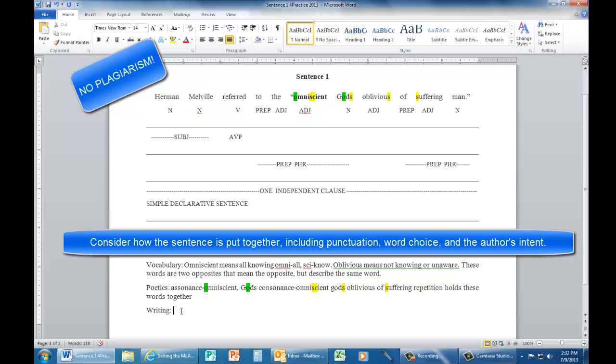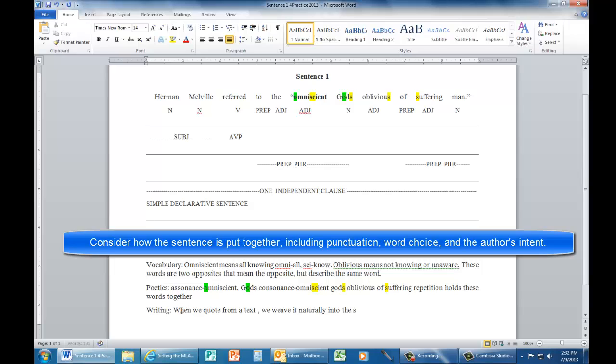So in the writing portion, we will say, when we quote from a text, we weave it naturally into the sentence. Notice, no punctuation here to divide. It is punctuated as though it is all one natural sentence. The only punctuation added were the quotation marks to identify it is another person's words.